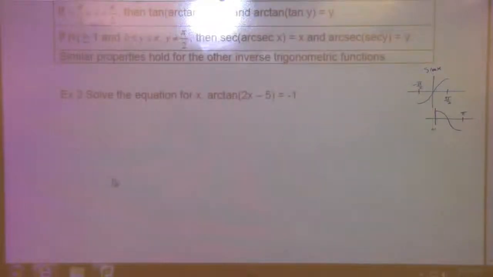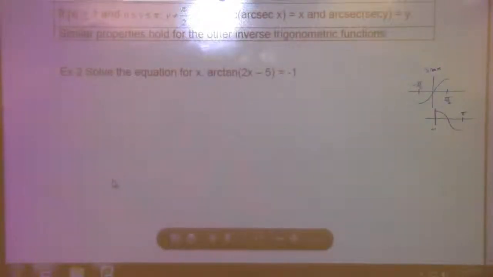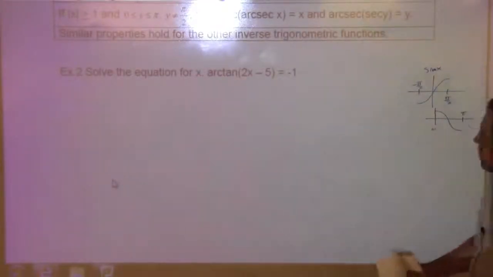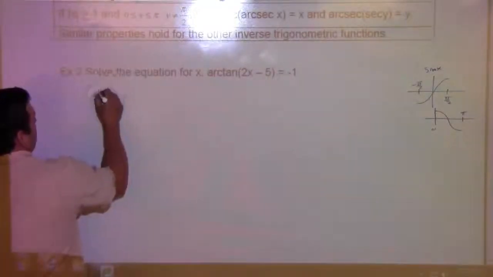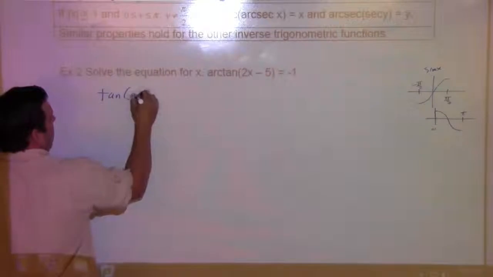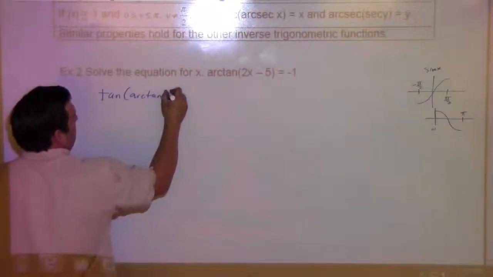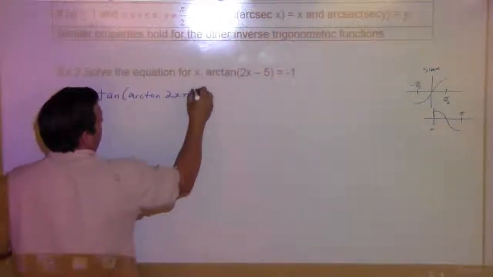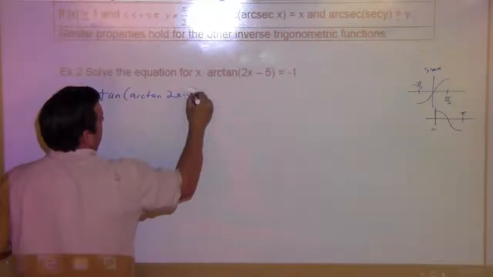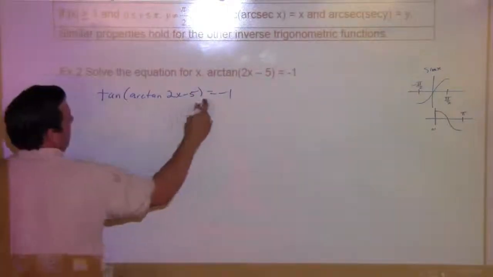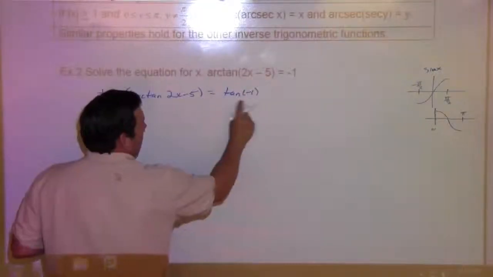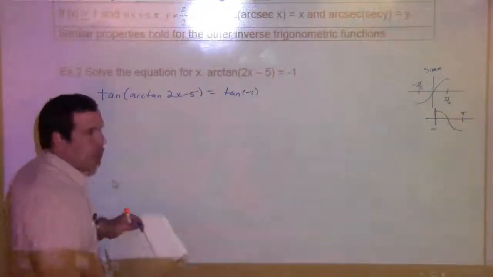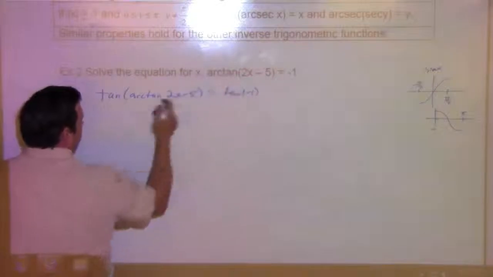Example 2 says, solve the equation for x. Arctangent of 2x minus 5 equals negative 1. So tangent of arctangent of 2x minus 5 equals tangent of negative 1. Now it's important to note, tangent of negative 1 is just a number. It's not a function now. That's just going to represent a number.